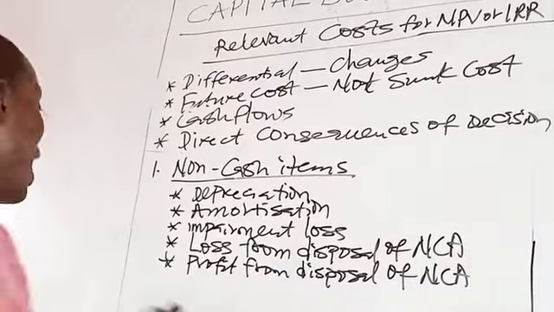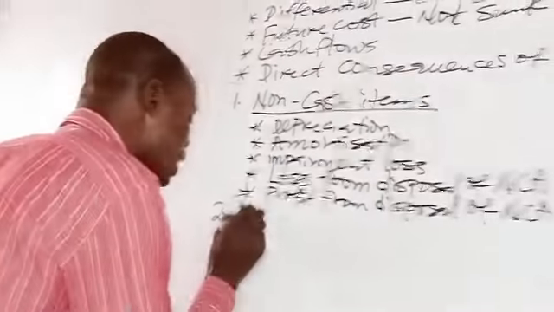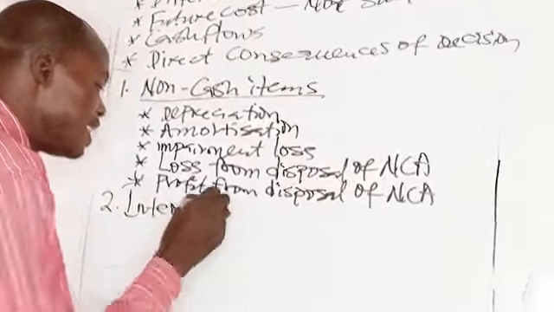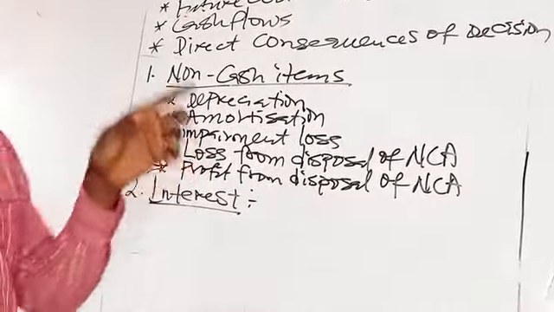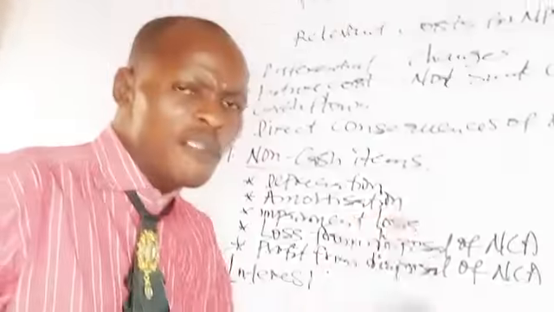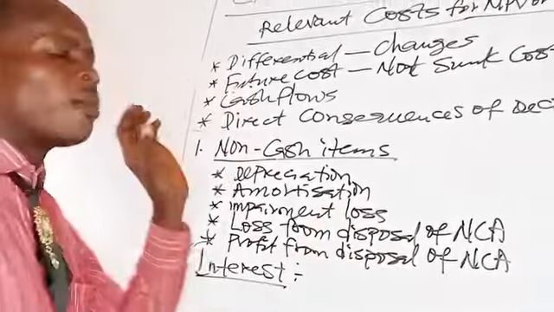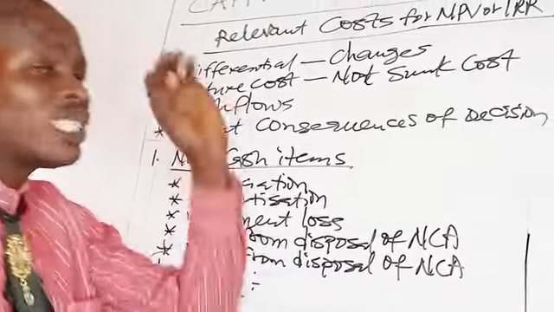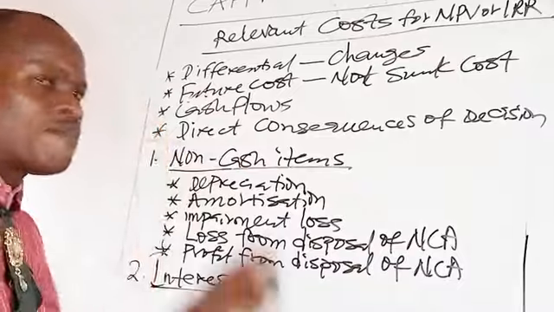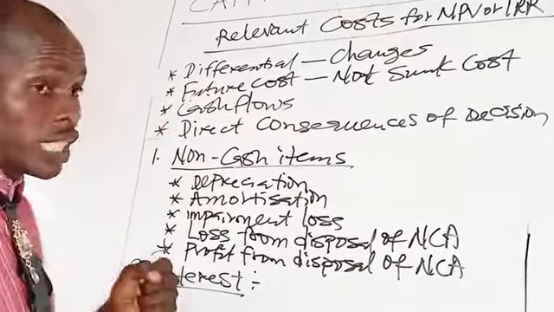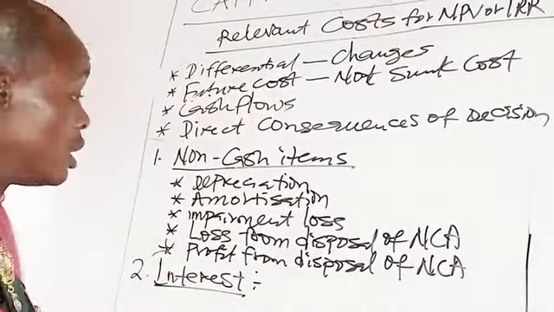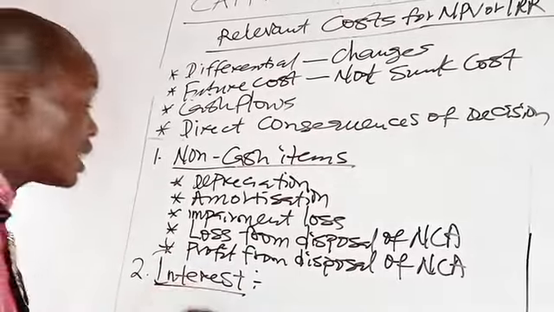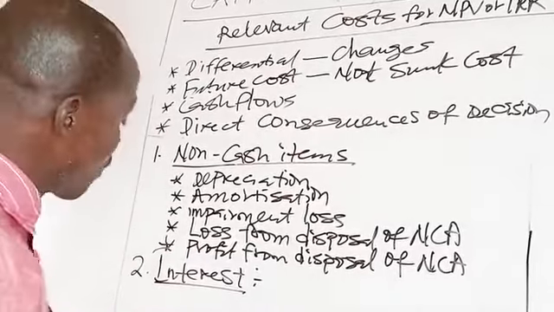The number two item I'm going to consider is interest. Interest. The essence of discounting. The reason why we discount our cash flows is to account for the time value of money. The essence of discounting is to account for the time value of money. We equally charge interest in accounting, because the reason for charging interest is to account for the time value of money as well.